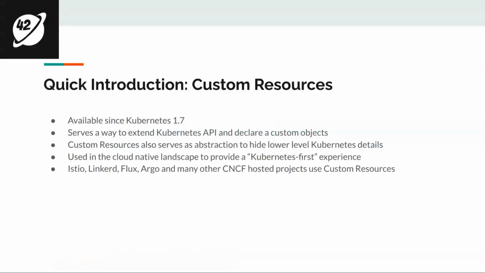Custom resources, well, it's not a new concept. It's been out there since a pretty primitive version of Kubernetes, which is 1.7, right? But custom resources offer you a mechanism to extend the Kubernetes API, which is to help you define your own custom kinds. I mean, if you look at deployment, stateful set, pod, these all are a kind of object, right? These all are predefined kinds in Kubernetes.